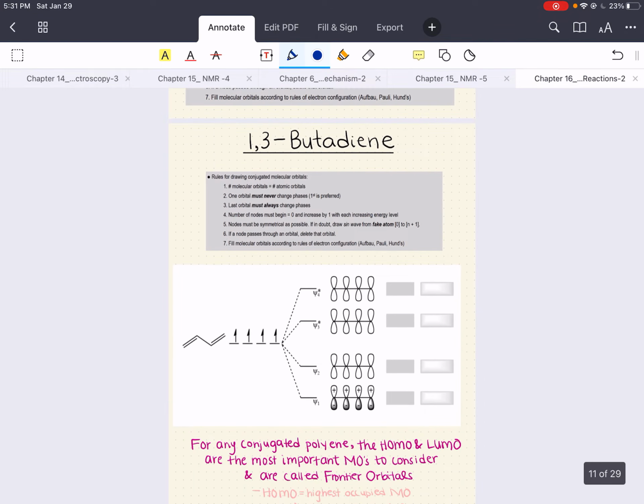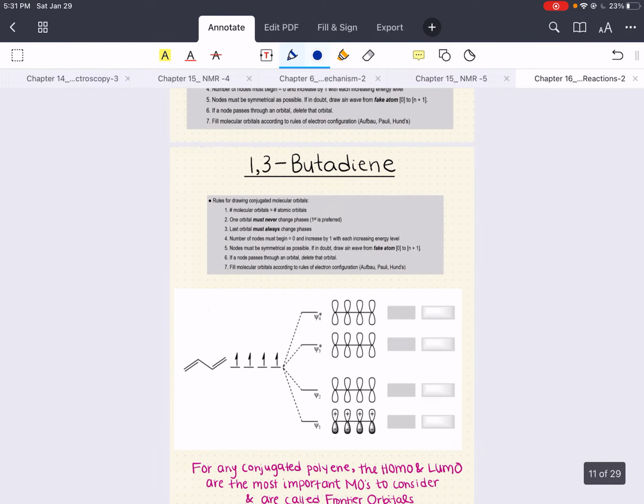All right, we're going to look at 1,3-butadiene right here. We're going to look at the p orbital system, the overlapping p orbitals that make up this system. And then we're going to draw the four molecular orbitals that are going to come from mathematically combining the four atomic p orbitals.